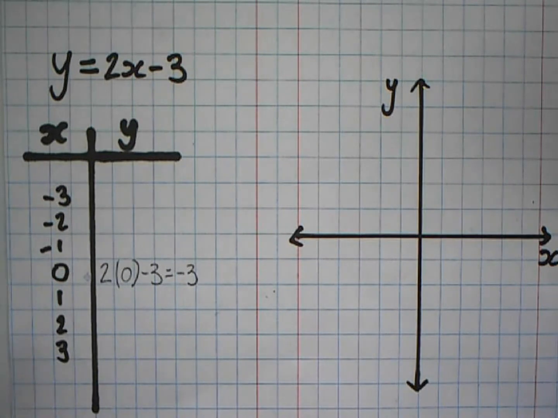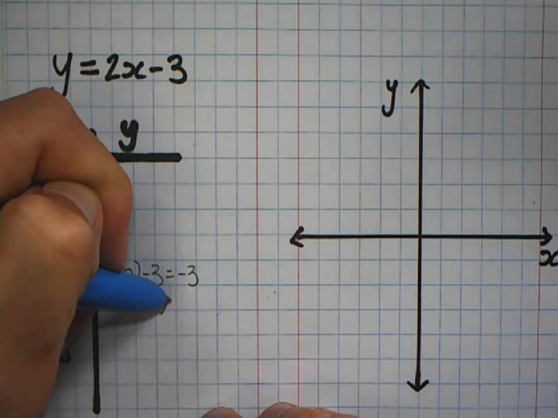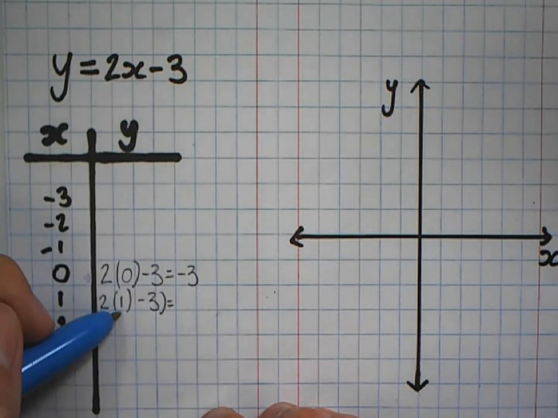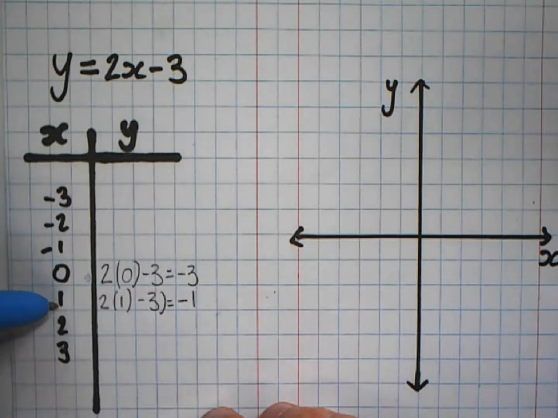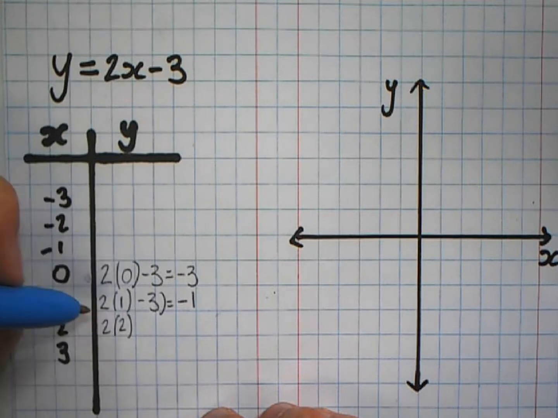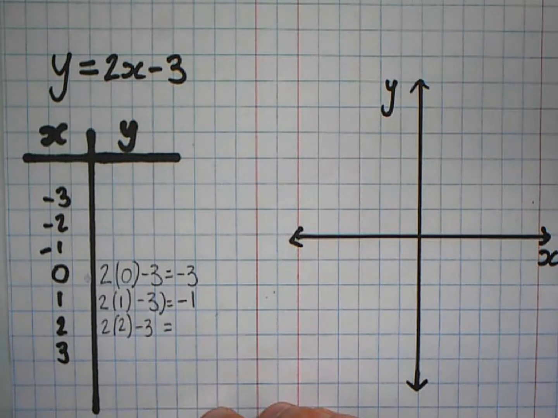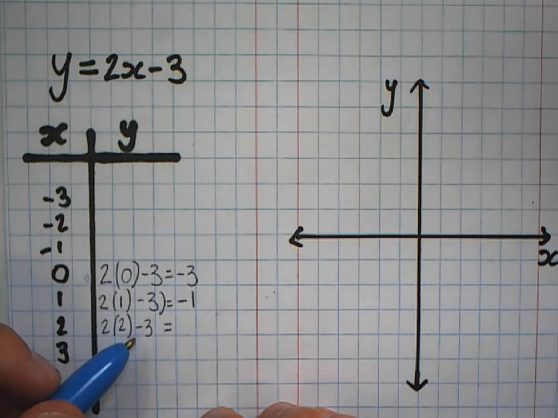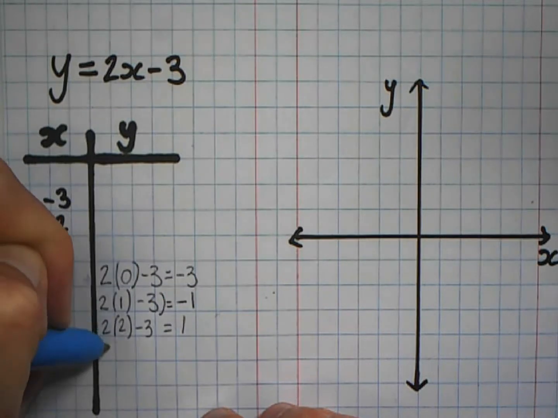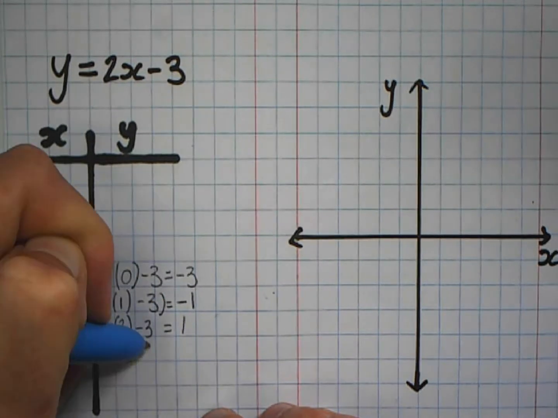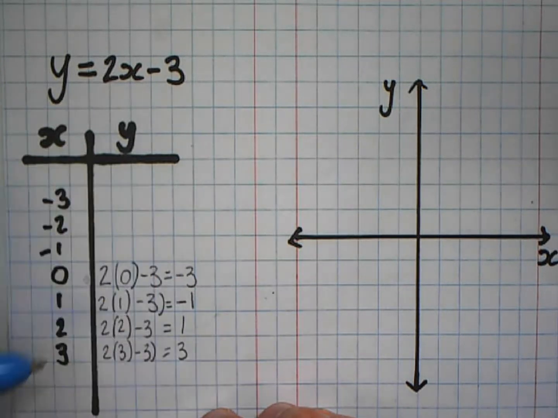Okay. Then 1, so 2 times 1 minus 3. 2 times 1 is 2, minus 3 is -1. Then 2 times 2 minus 3. 2 times 2 is 4. 4 minus 3 is 1. Then 2 times 3 minus 3 is 6. 6 minus 3 is 3.